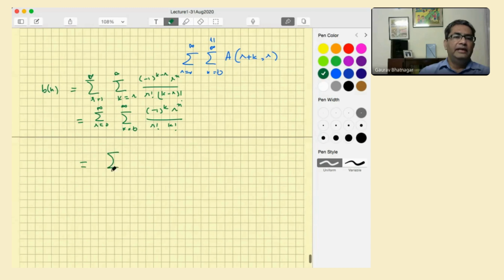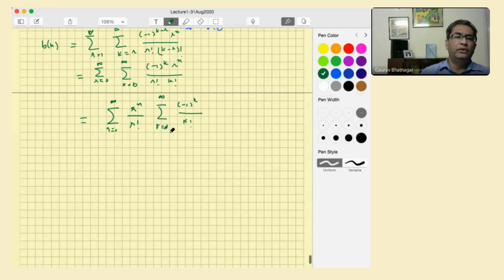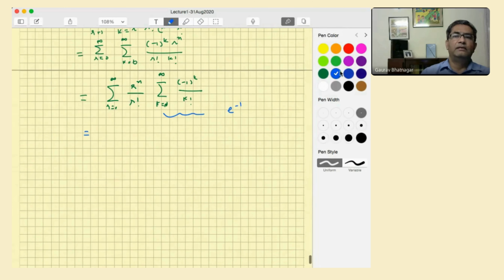And now one can take it out. So terms only involving k should stay in. So this is r going from 1 to infinity, and terms only involving k, that's (-1)^k over k factorial. And now this fellow right here is familiar, that's e raised to minus 1. So we get e raised to minus 1 summation r equal to 0 to infinity.